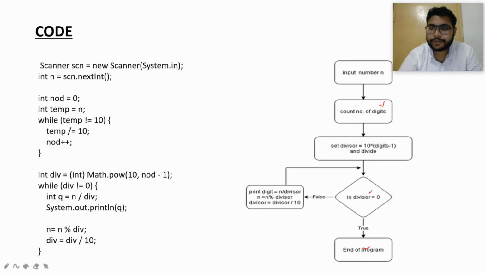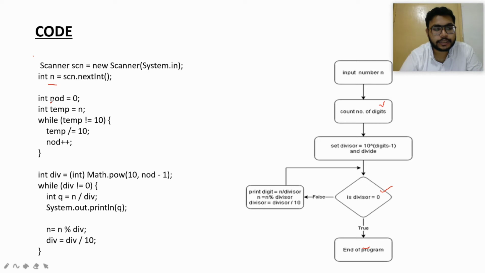Or also we can take when the divider is 0, we can end the program. So let us see the code. What we have done: first we write these two lines, that is Scanner scn = new Scanner(System.in); int n = scn.nextInt(); These two lines will help to input a number n using the keyboard.